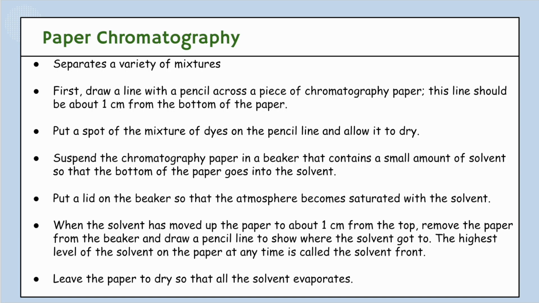When the solvent has moved up the paper to about 1 centimeter from the top, remove the paper from the beaker and draw a pencil line to show where the solvent got to. The highest level of solvent on the paper at any time is called the solvent front. Leave the paper to dry so that all the solvent evaporates.